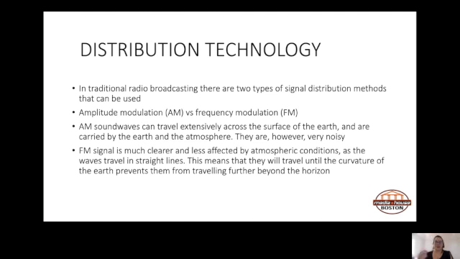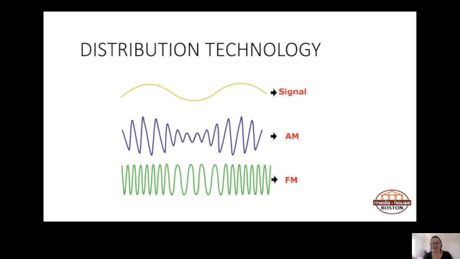So this means that they will travel until the curvature of the Earth prevents them from traveling further beyond the horizon. So again, wave size is amplitude, wave repetition is frequency. So how many times in a specific time frame the wave repeats itself. So here you can kind of see what it looks like.